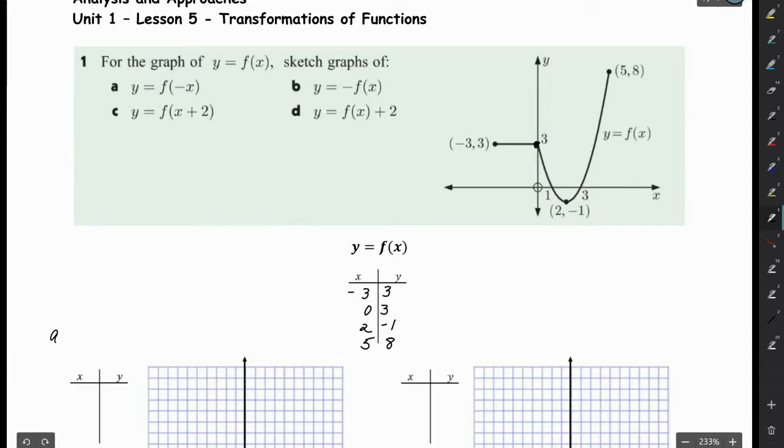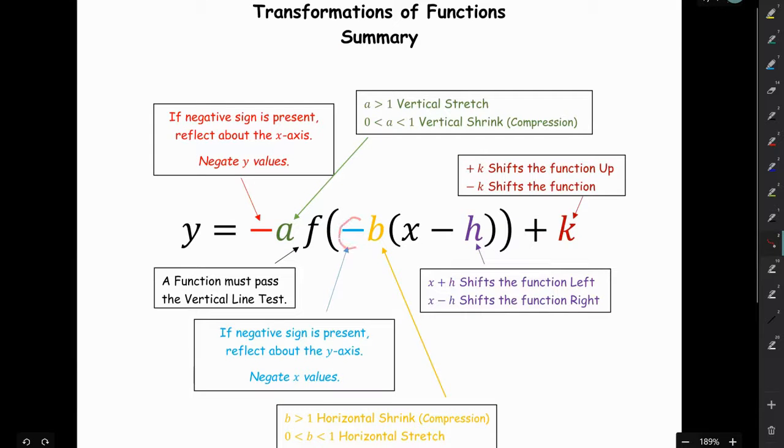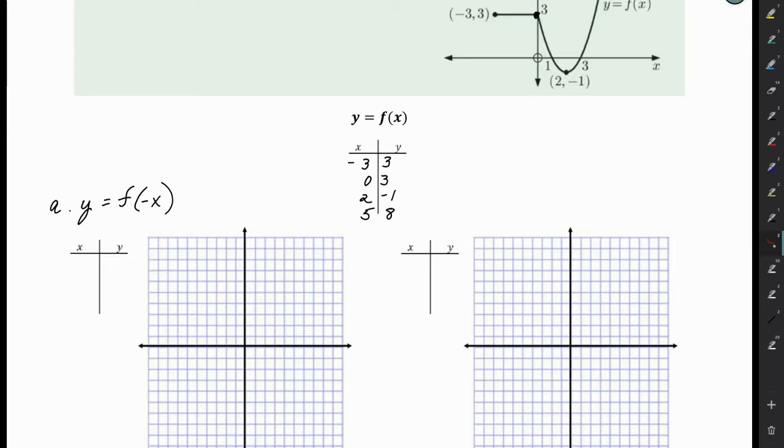So for letter A, we're looking at y equals f of -x. Now that negative is inside the parentheses, right? So if you go back to our summary sheet, when the negative is inside the parentheses, that means we're going to reflect about the y-axis and we're going to negate all the x values. So the y values aren't going to change. We still have 3, 3, -1, and 8. But all the x values are going to change signs. We're going to negate them. So we're going to have a 3, which is the negative of -3, 0, a -2, and a -5.